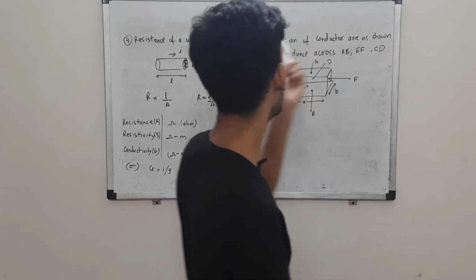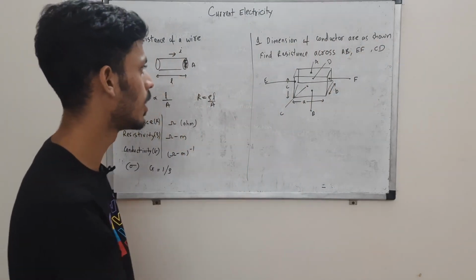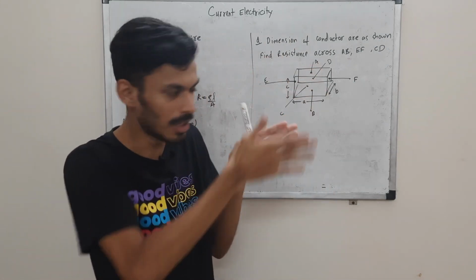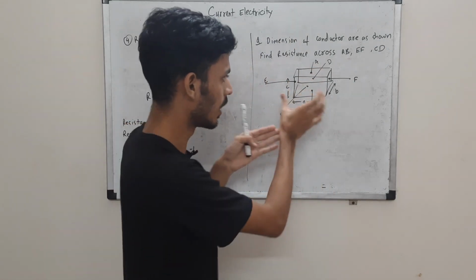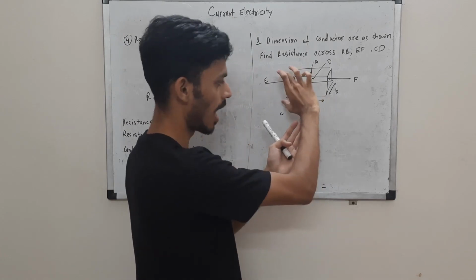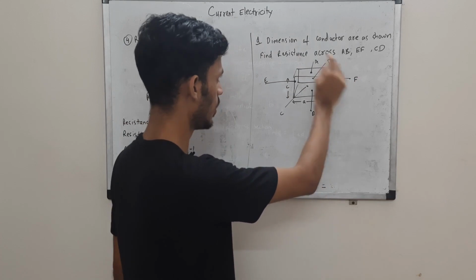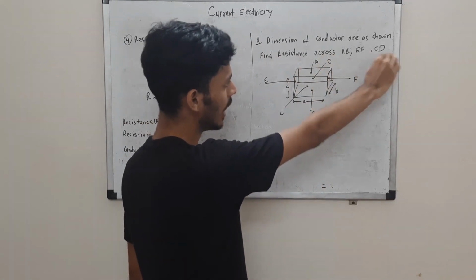The dimensions of a conductor are as shown. You are given the dimensions. This length is A, this length is C, in the plane, and this is the height. This is the breadth which is going inside. It is B. You are supposed to find the resistance across AB, EF, and CD.